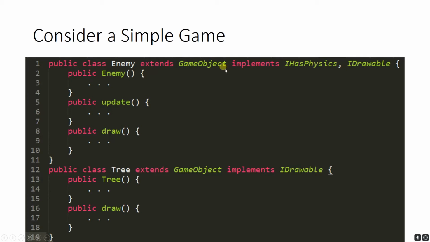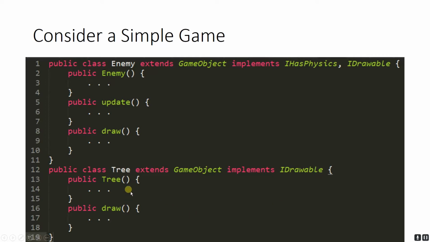This is at the very top of the object hierarchy. And certain things may have physics and they may be drawable to the screen. So a tree, for example, is a game object also. It's drawable, but it doesn't have any physics. Perhaps this tree isn't really interactable in the game. It doesn't listen to the wind or anything. So all this one can do is be drawn.